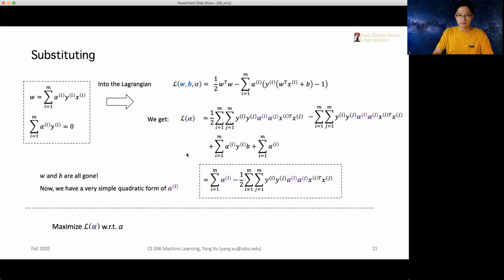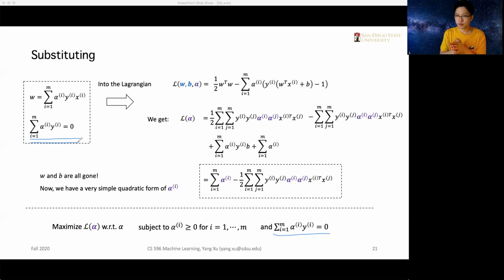So now we basically want to maximize it with respect to alpha, and the alpha needs to satisfy the constraint that they should be positive numbers. Okay, and also there is a constraint that we need to carry, which is here. So this normalization term will be a useful condition that we use to compute the b and w's. Okay, so that's it for the substitution step.